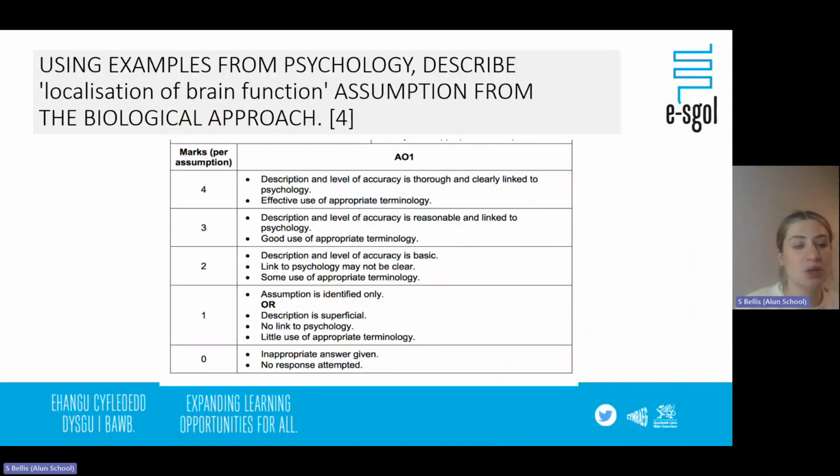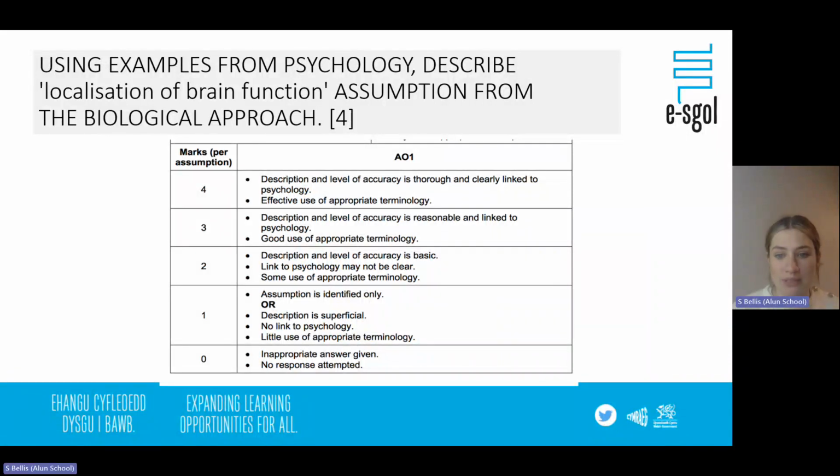Question then, so have a little look. So using examples from psychology, describe the localization of brain function assumption from the biological approach. Again, we're looking for this 4 marks, aren't we? We want top mark band. So description and level of accuracy is thorough and clearly linked to psychology. And we want effective use of terminology throughout.